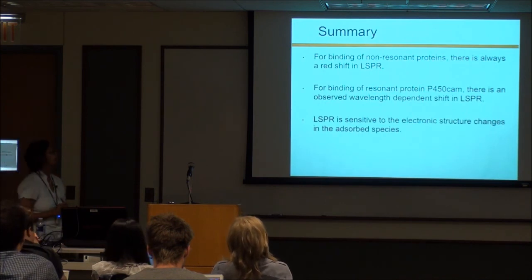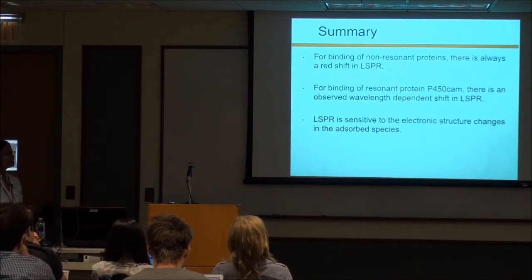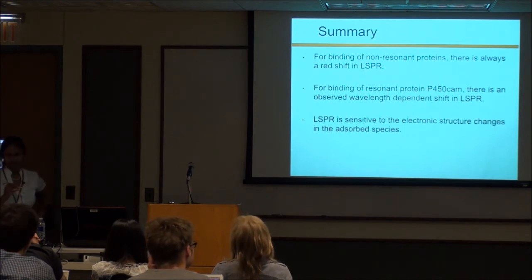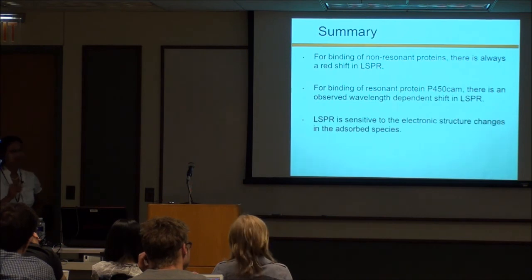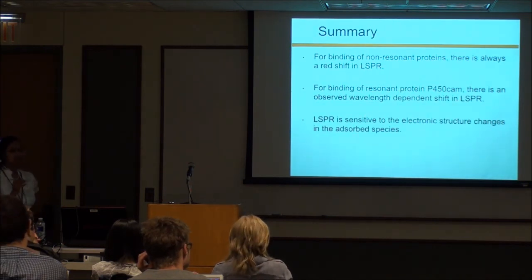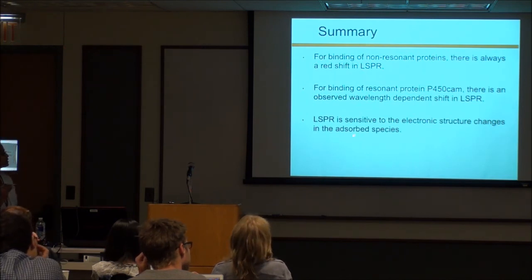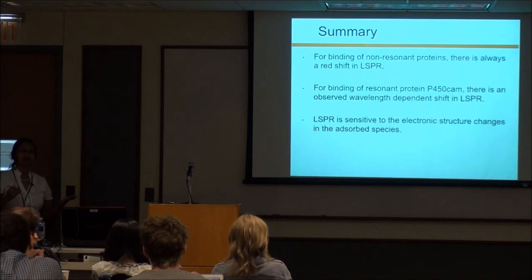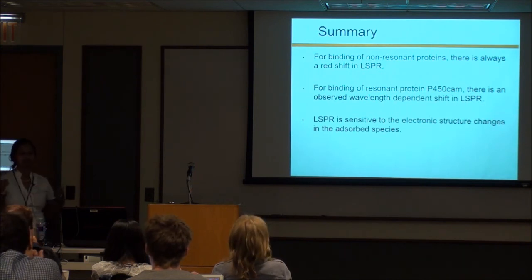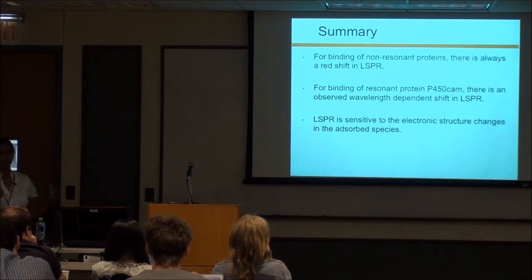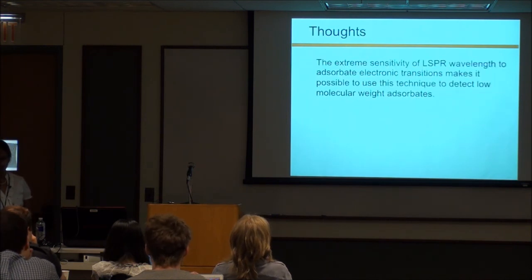So if I summarize this section, we see that for binding a non-resonant protein, there's always a red shift in the LSPR. But if we have a resonant protein, there is an observed wavelength-dependent shift in the LSPR. And so the LSPR is sensitive to the electronic structural changes of the adsorbed species. If you studied this with a dye molecule, you would never know that it could be sensitive to what's happening in the protein. But because the protein spectra is changing, the LSPR is acting as a reporter group.